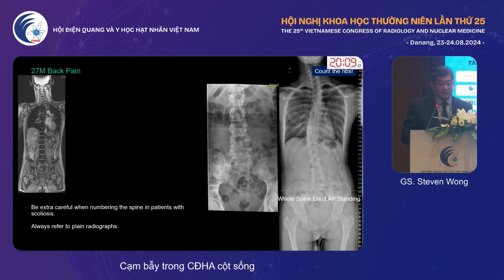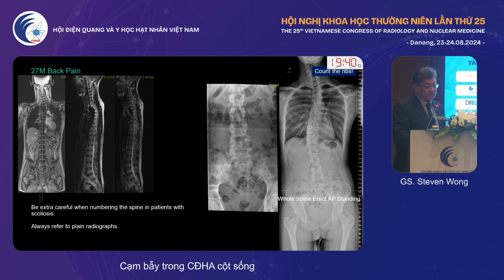Here we have a 27-year-old with back pain. The problem is you'd want to number properly. You have to look at the X-ray because the localizer sequence will only show the vertebral column in sections, especially in a scoliotic spine. So refer to the X-ray as much as you can, and count the number of ribs when you're in doubt.